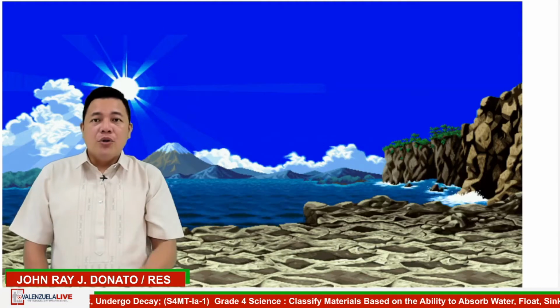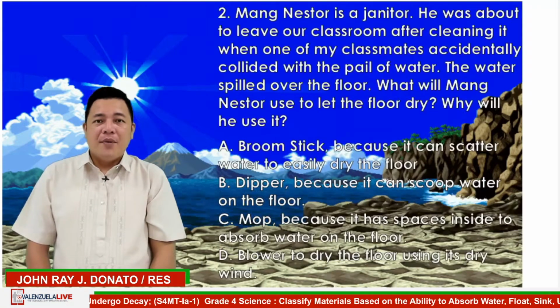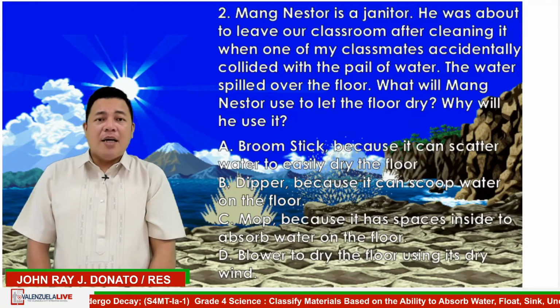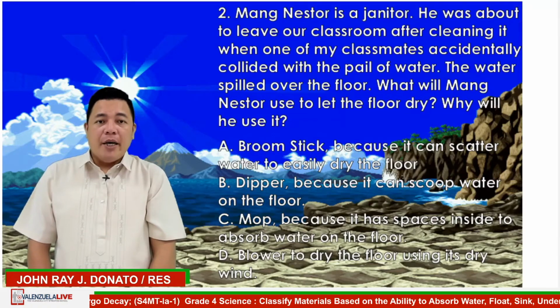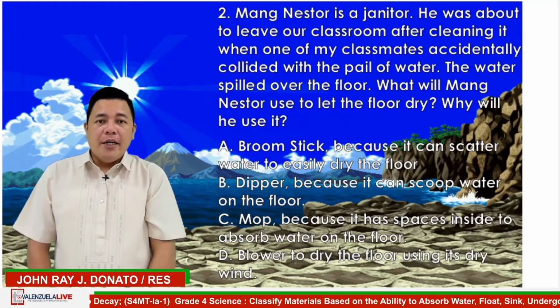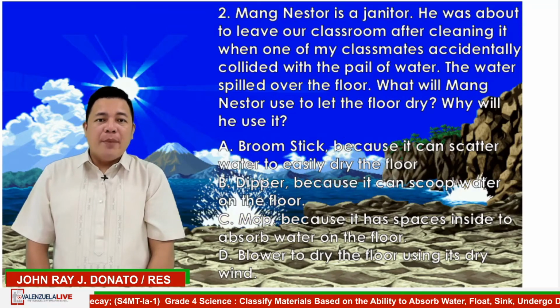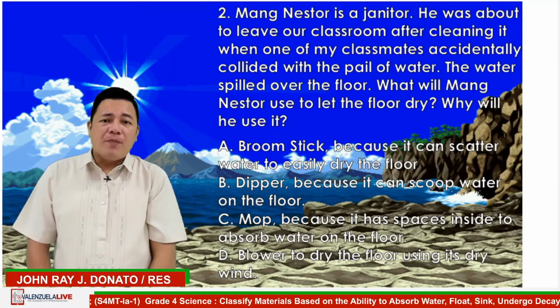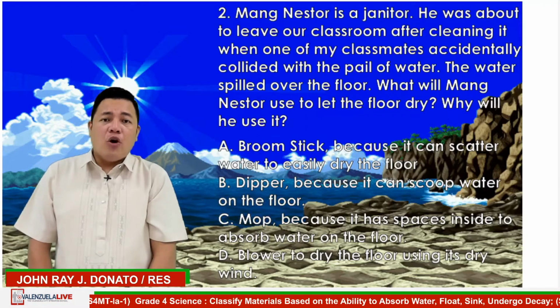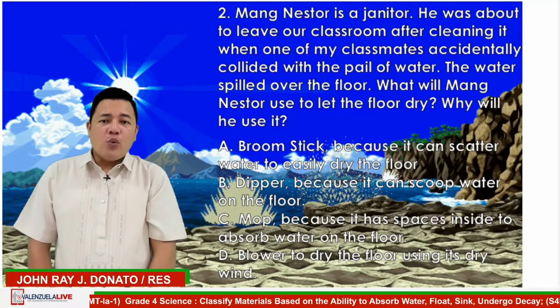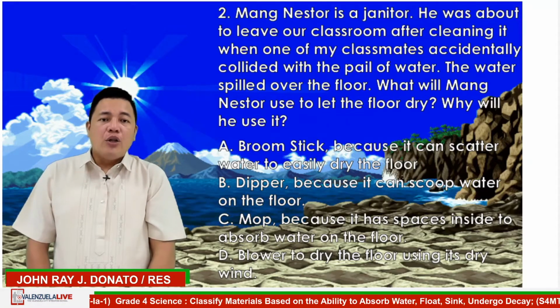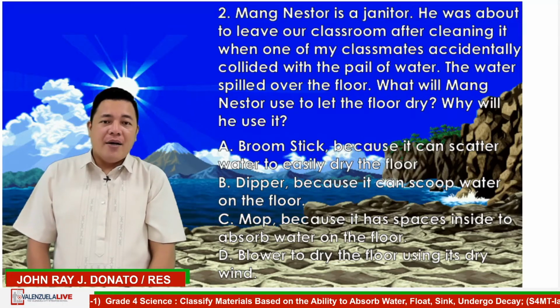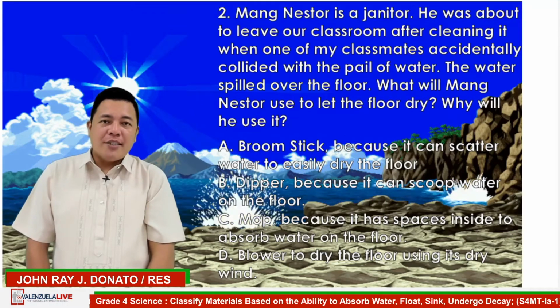Let's go to number 2. Mang Nestor is a janitor. He was about to leave our classroom after cleaning it when one of my classmates accidentally collided with a pail of water. The water spilled over the floor. What will Mang Nestor use to let the floor dry? Why will he use it?